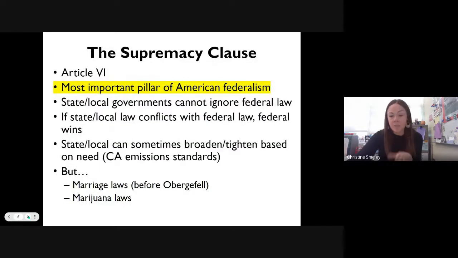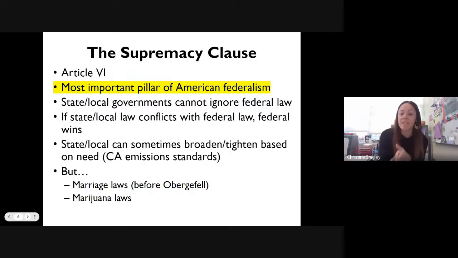The Supremacy Clause, as we know, is Article 6. It is the most important pillar of American federalism. Federalism is a constitutionally granted division of power between national and state and local governments. We already know that. But at some point, the push and pull has to end, so the buck has to stop somewhere. When they were drafting the Constitution, they were fine giving states some power, but what happens if there's a conflict between a state law and a federal law? Who's going to win?